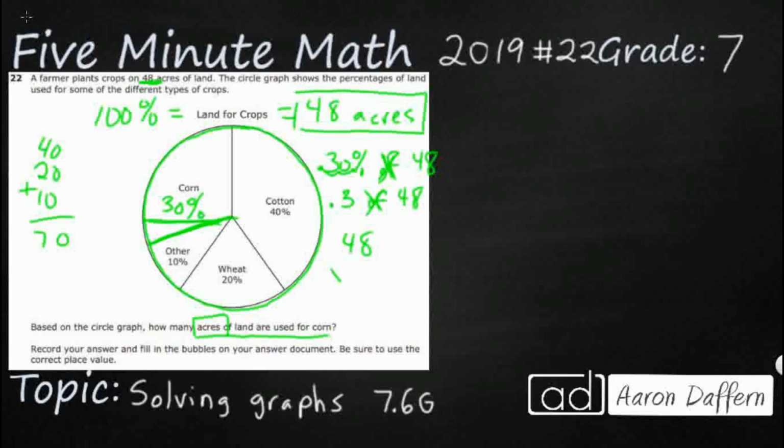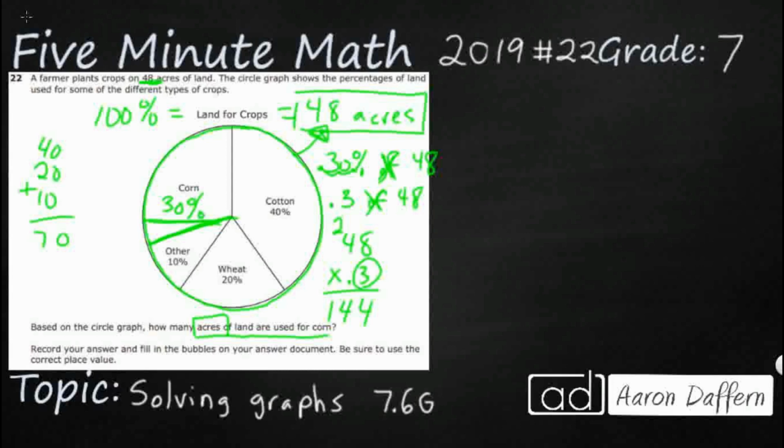0.30 or 0.3. You could do 0.30. You just have an extra 0 and an extra decimal point. Times 48, that's going to be 24. And that is going to be 12. Now, watch this. It is not 144. It might look like 144, but remember, there's only 48 total acres, so you can't have 30% of it be 144. This is where the decimal point becomes really important.